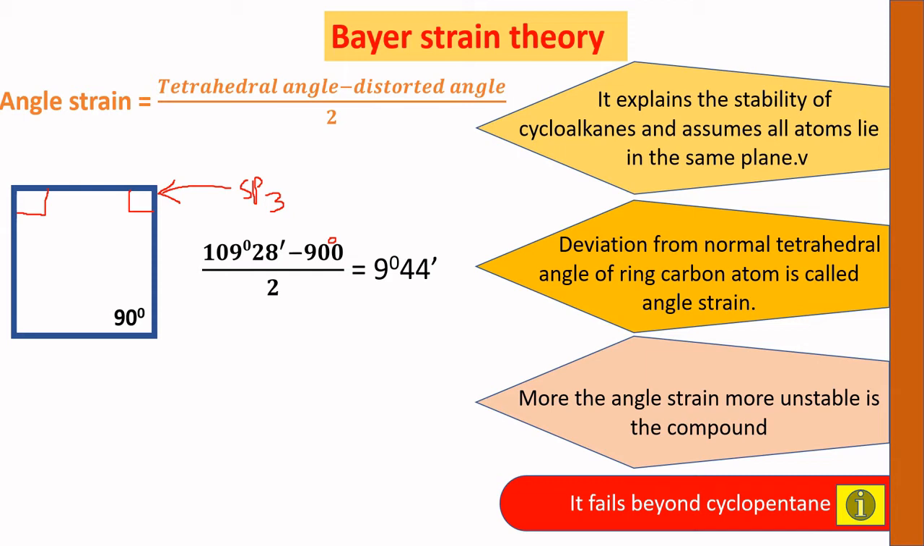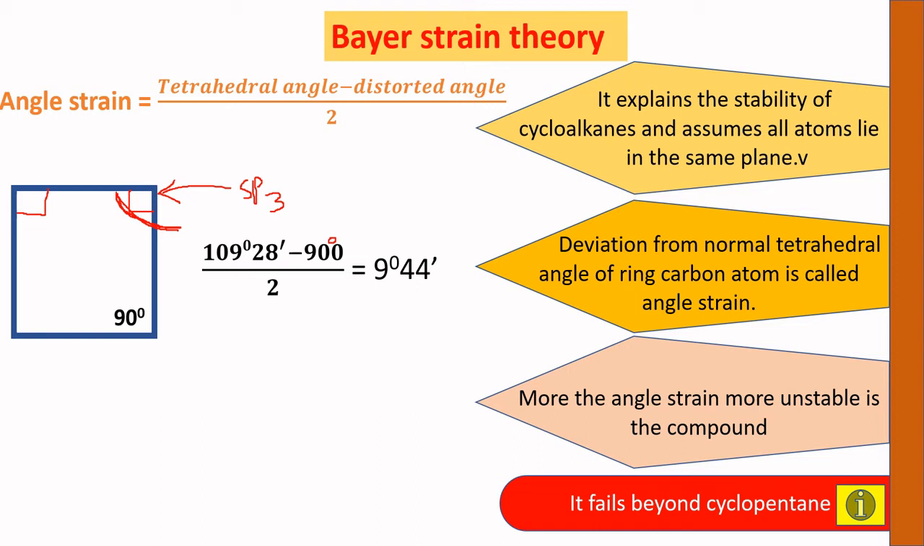Whenever you see this kind of structure, this carbon atom is stable when it has the bond angle 109 degree 28 minute, right? But it has the bond angle 90 degree. So what it will always try to do is expand the bond angle so that it can reach 109 degree 28 minute. That's why it will always put a strain on the molecule.